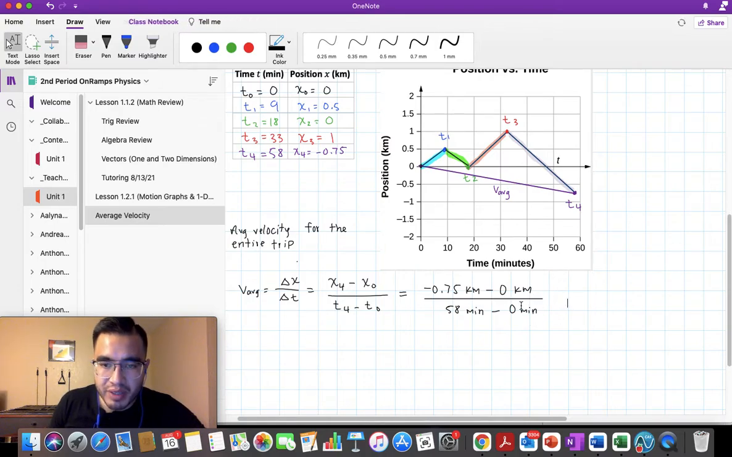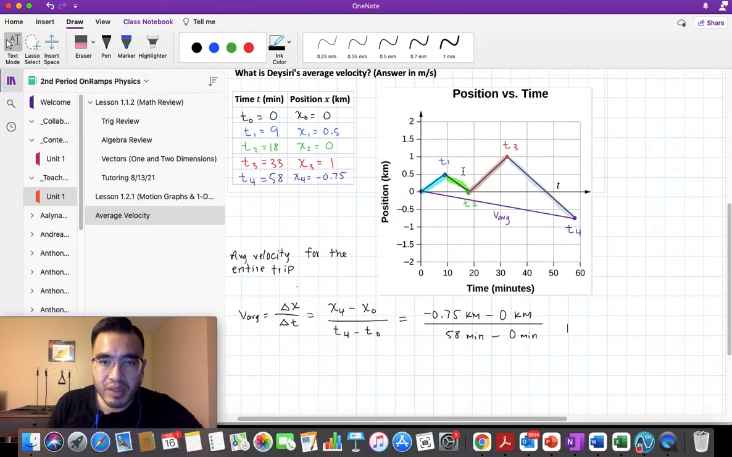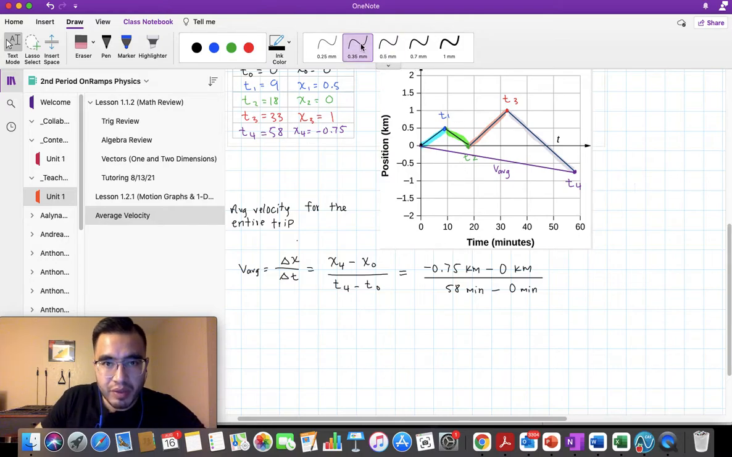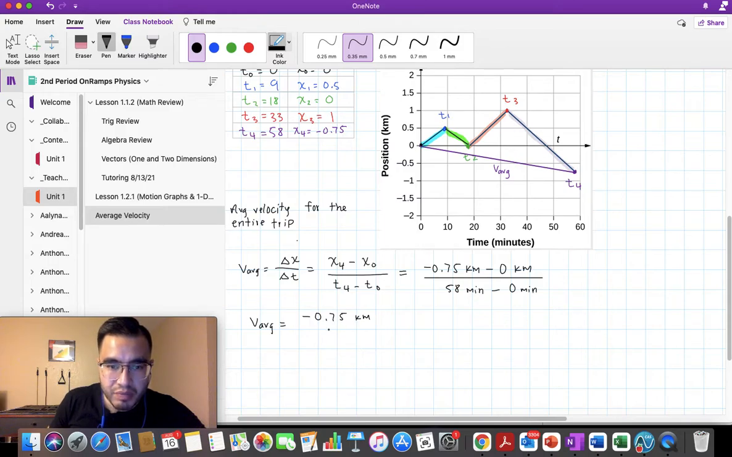And the reason why we cannot just leave out t naught is that sometimes they're going to ask you what is the average velocity from time 1 to time 4. Then you would find this, right? Or from time 3 or time 2. Now this is our first example, that's why I have the entire trip, okay? And once we do the math, negative 0.75 minus 0 is negative 0.75 kilometers divided by 58 minus 0, so 58 minutes.